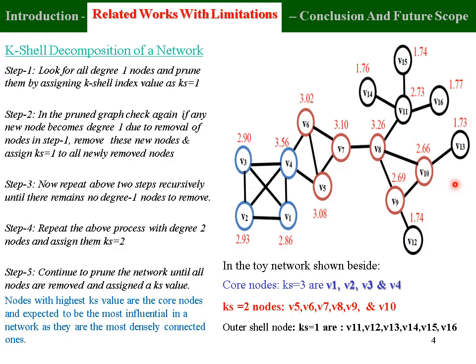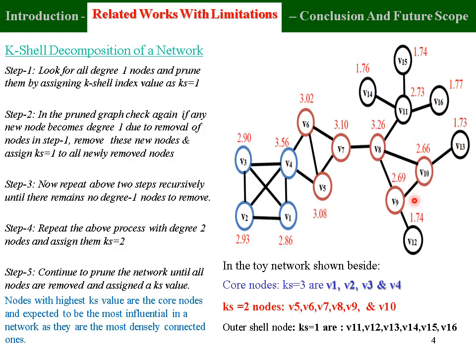Now as soon as we remove these nodes, we see that V11 has become degree 1 because those three nodes are removed. So if some more nodes get their degree reduced to 1, we also assign them to KSL index 1. So V11 is also added to the KS equal to 1 list. Now these nodes are removed and there are no more degree 1 nodes. Now we increase the value of KS to KS equal to 2.